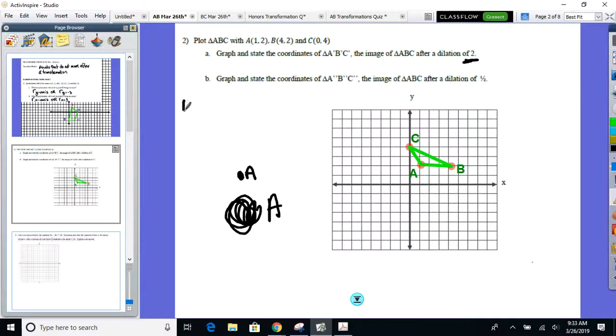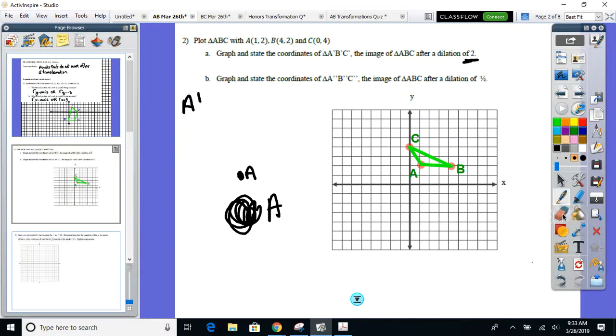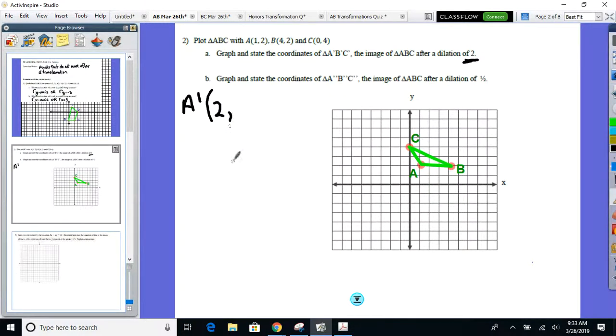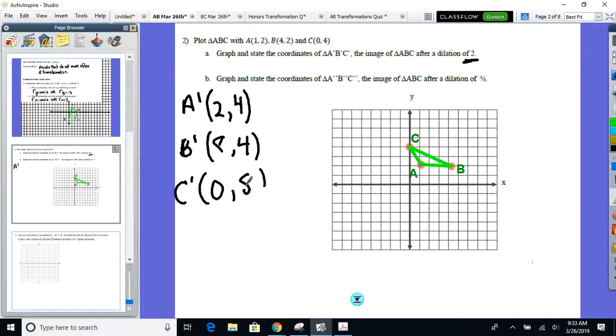So here we go. A prime. How do I figure out the new point? Anybody know? What do I do in a dilation? Beth? Multiply, multiply, multiply. Whatever the scale factor is, in this case 2, that's what I multiply both my x and my y by. So A prime will become 2, comma, 4. B prime, 8, 4. And then finally C prime, 0, 8.